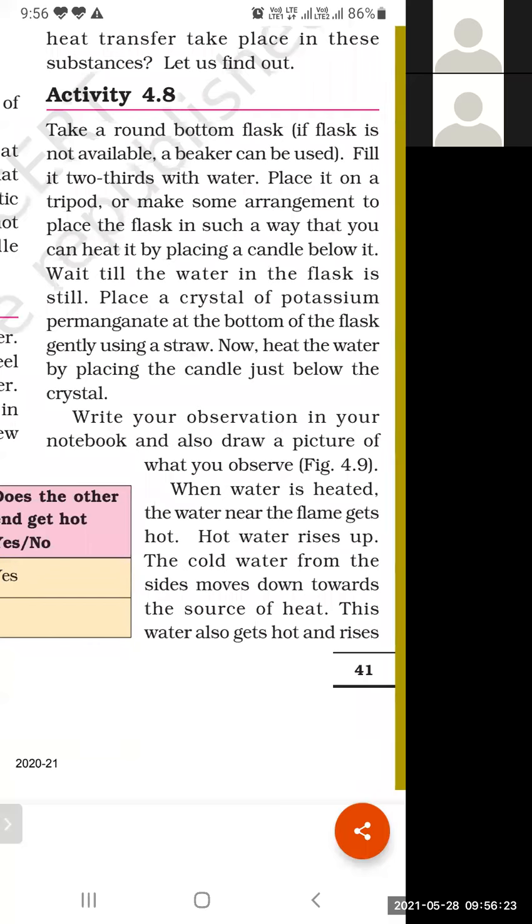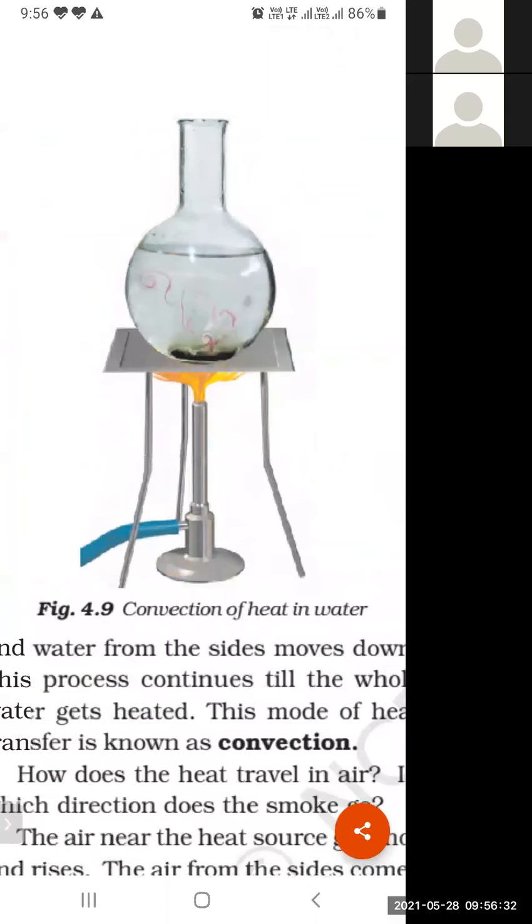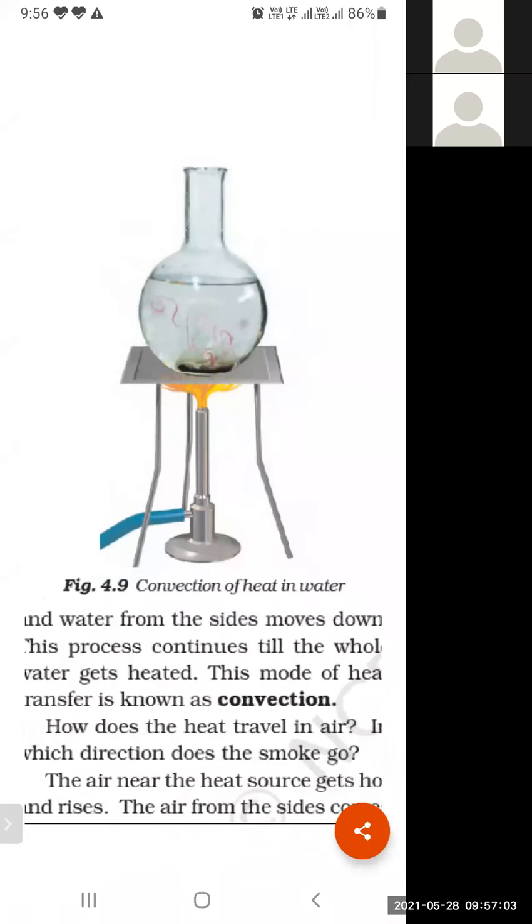As given in figure 4.9, when the water is heated, just look at the figure. We are going to perform this type of activity. A tripod stand is there, a burner is there, a round bottom flask is there, and fill two-third part of that flask with water and place a crystal of potassium permanganate. As we have a crystal of sugar, in the same manner we have a crystal, means a piece of potassium permanganate, in the laboratory. So make this type of arrangement and start heating.